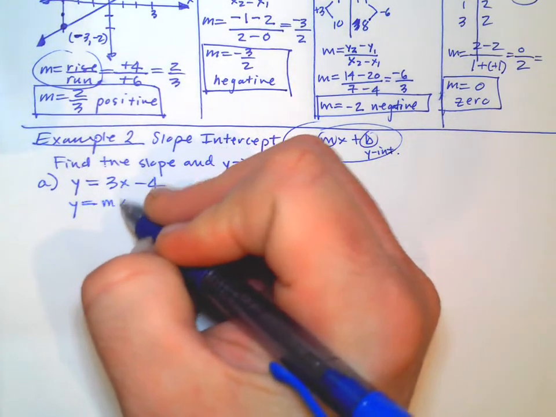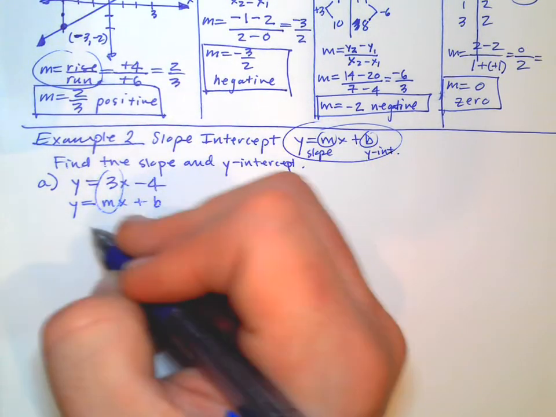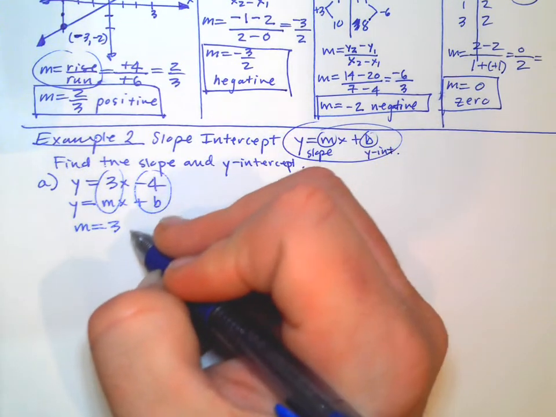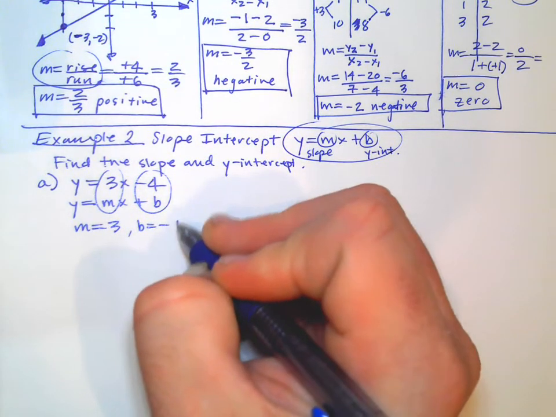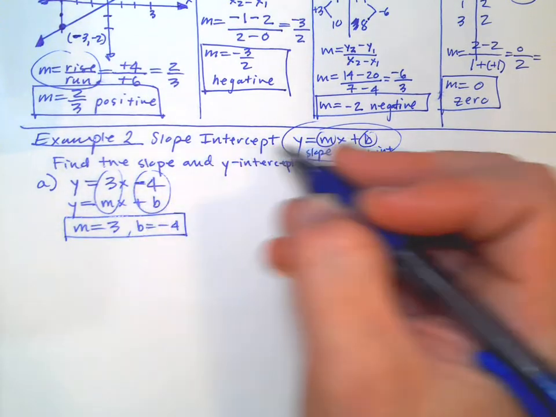And so it might be helpful to even write underneath it: y equals mx plus b. So m is 3, and b is negative 4. B is the y-intercept. If there's a minus in front, that's going to be negative.